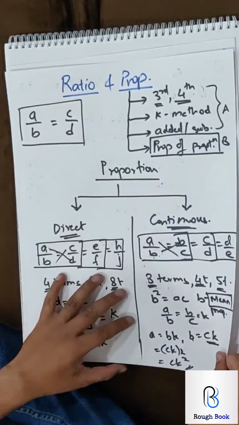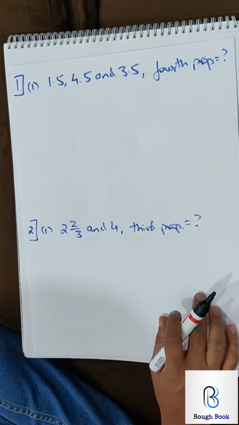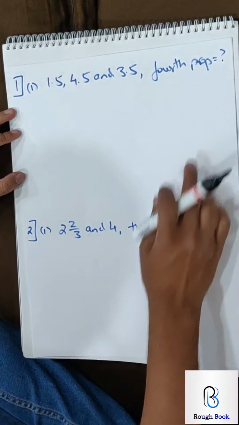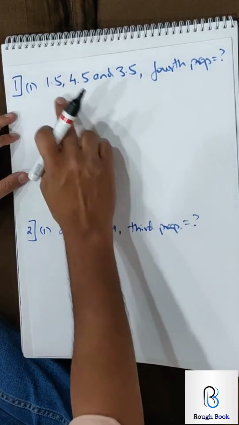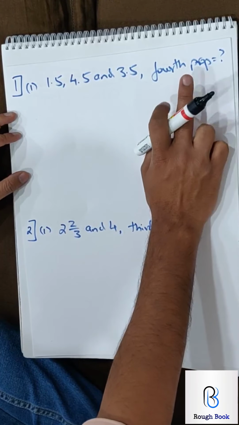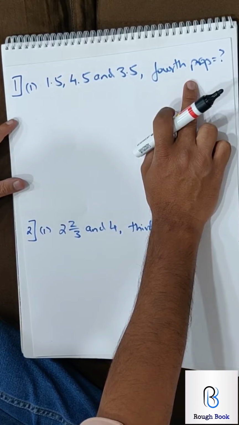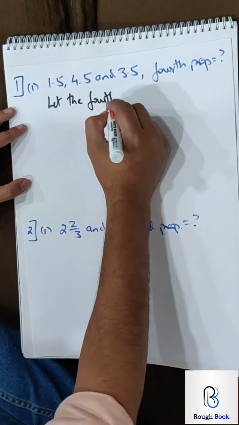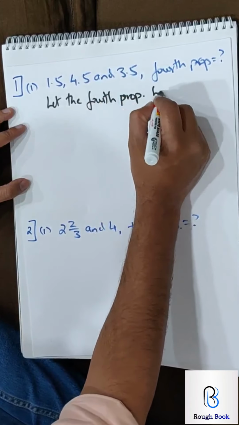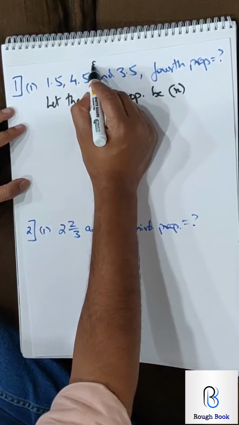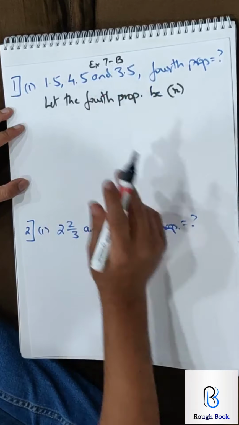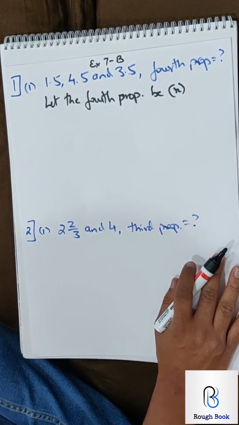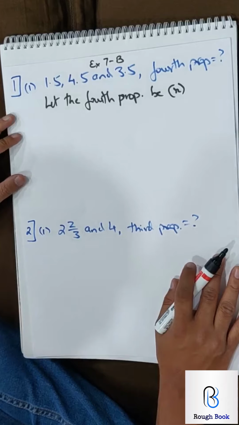So we've got the first question here, which says 4.5, 1.5, 4.5, 3.5 are the 3 terms. Find the fourth proportion. So since none of the terms are repeating and there are 4 terms, automatically we understand that it is nothing else but direct proportion. So we will say let the fourth proportion be x. This is your exercise 7b, sum number 1. As I told you, exercise 7a is not there for the portion because ratio is no more there. So we are directly getting into exercise 7b.